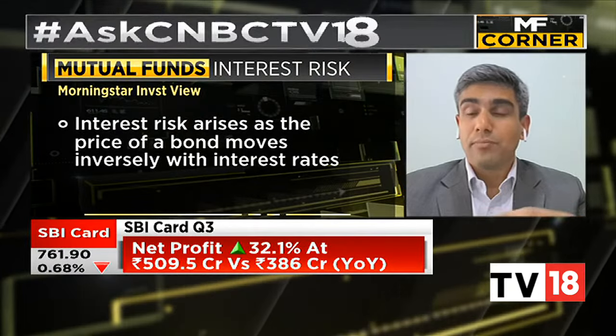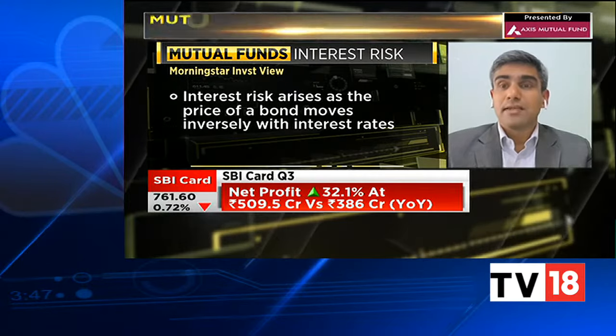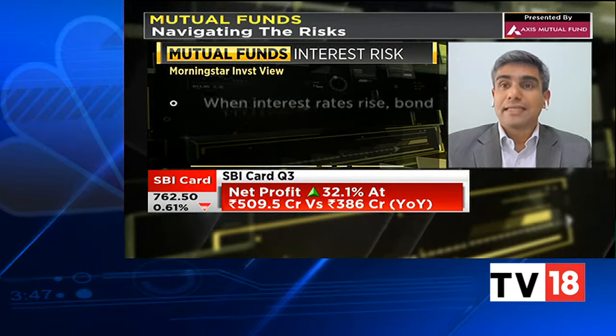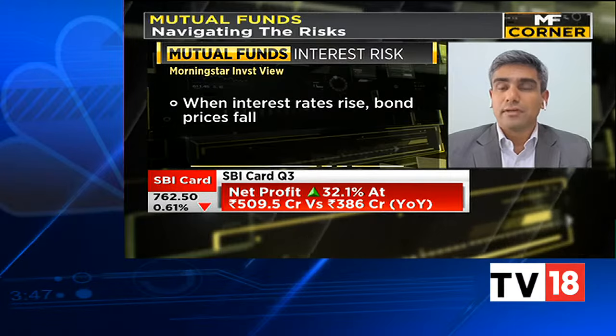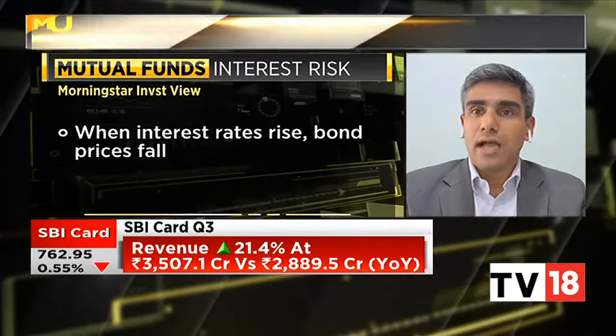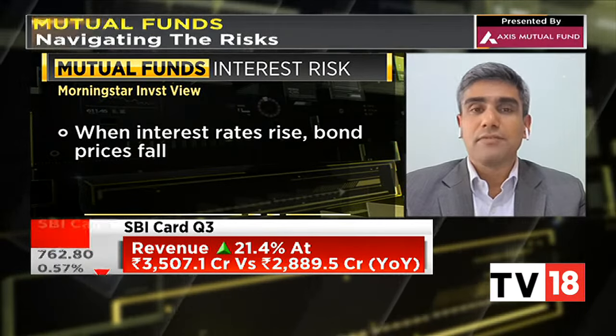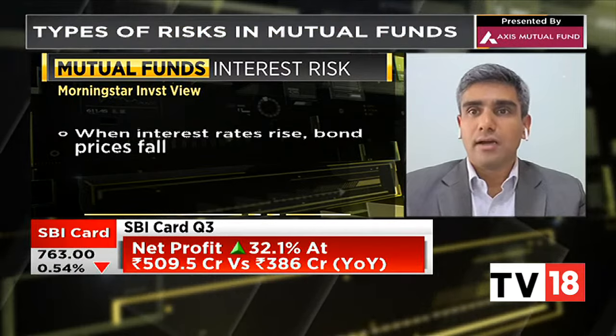So if interest rates move up, the bond becomes less attractive because it's paying a lower coupon, and that means the price of the bond will come down. And that's exactly what's happened with the bonds in the past year or so. Now, how do you measure this? There's obviously a number called duration, which gives you the sensitivity of the bond price.